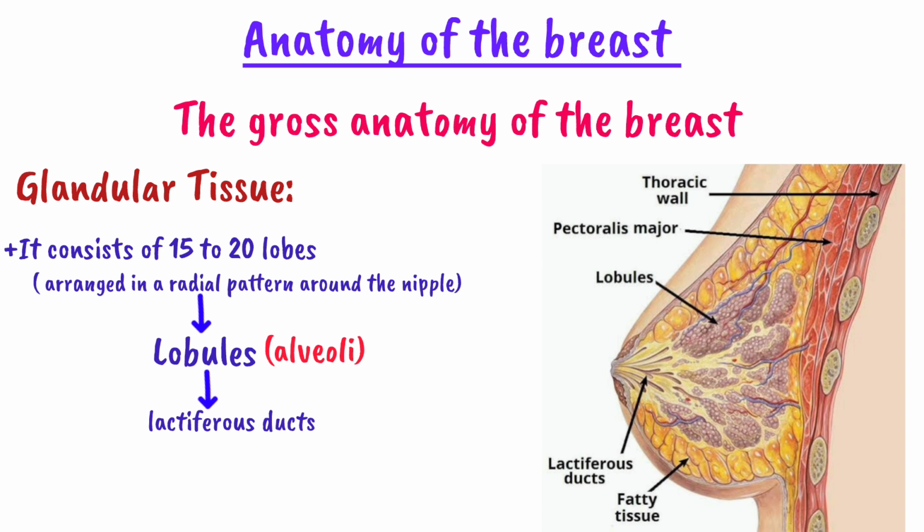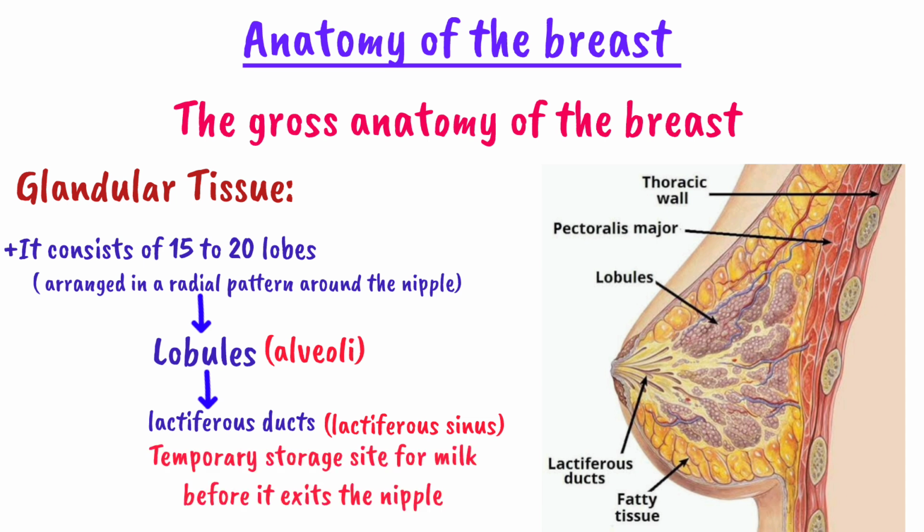So each lactiferous duct has an enlargement called the lactiferous sinus. It serves as a temporary storage site for milk before it exits through the nipple. So this can actually be an exam question. The question might go like this: which part of the breast is responsible for temporary storage of milk before it exits the nipple? And the answer should be the lactiferous sinus.